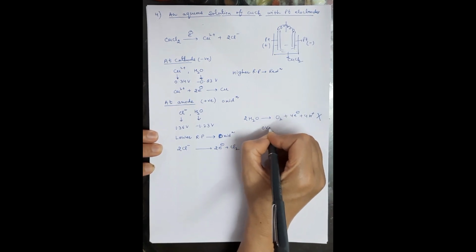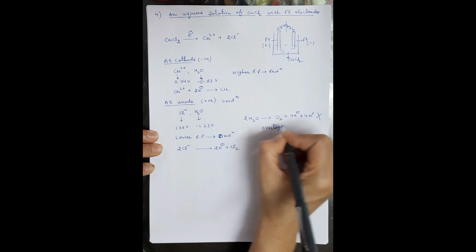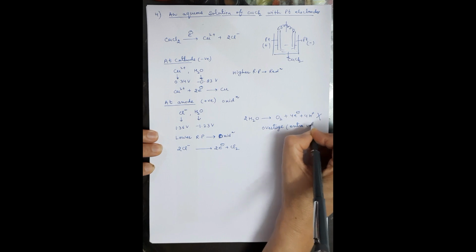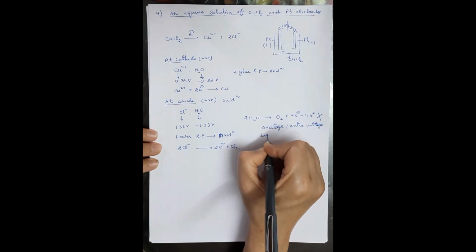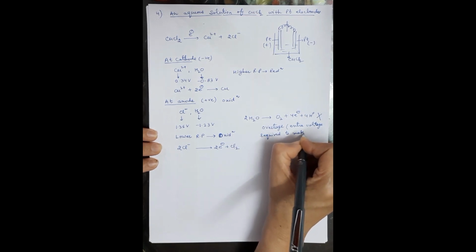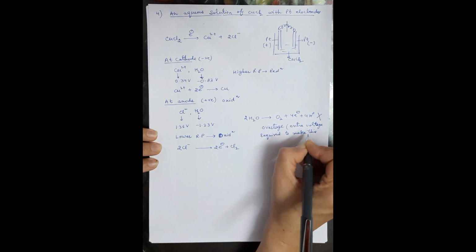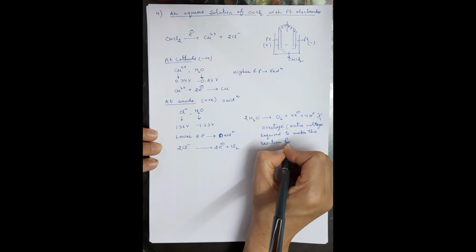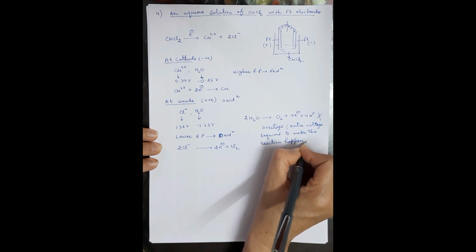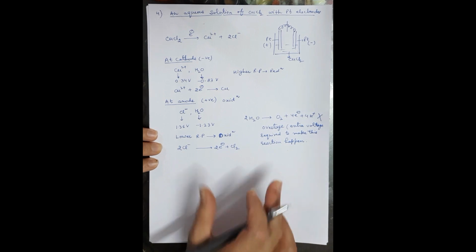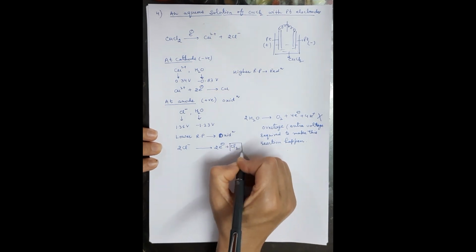Why? Due to overvoltage, meaning extra voltage required to make this reaction happen. So this is an unexpected product. In this case, chlorine gas is evolved.